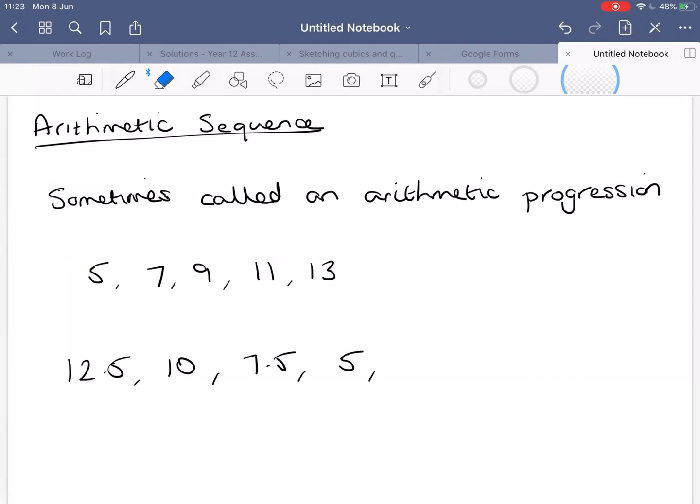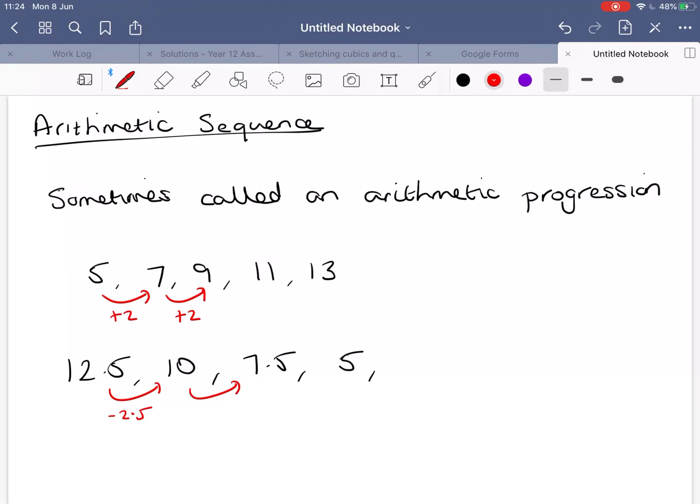But an arithmetic sequence is something that you've seen before in GCSE and even before GCSE, where it's just a sequence of numbers, a list of numbers that all have a common difference. So in the two examples here, we've got a sequence of numbers where each subsequent number is 2 bigger than the one before. In the one below, our numbers are going down, so each number is 2.5 smaller than the one before. Okay, and we're going to take this a lot further.